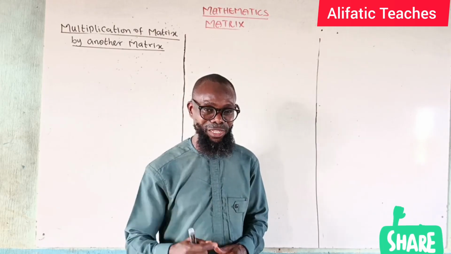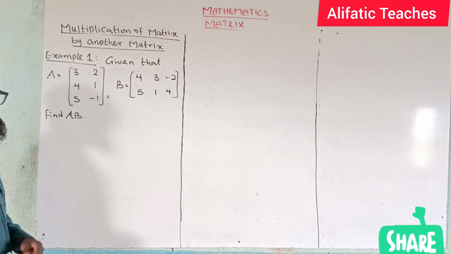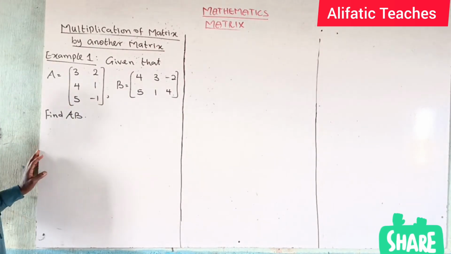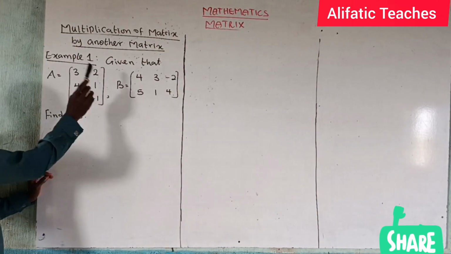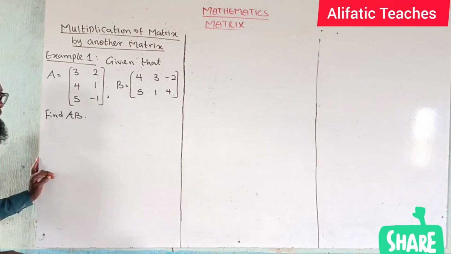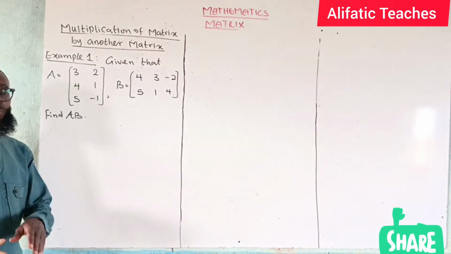So let's dive in. Example 1. Given that matrix A is given this way, what's the size of the matrix? This is a 3 by 2 matrix. Matrix B is a 2 by 3 matrix. Now, we want to find AB, meaning A times B.